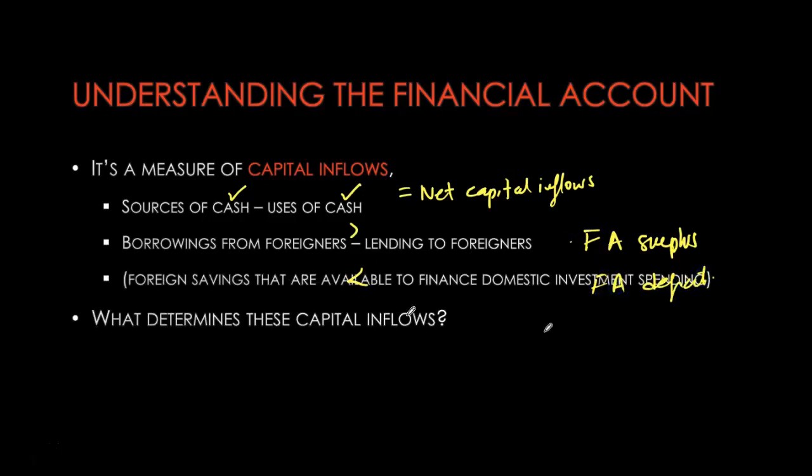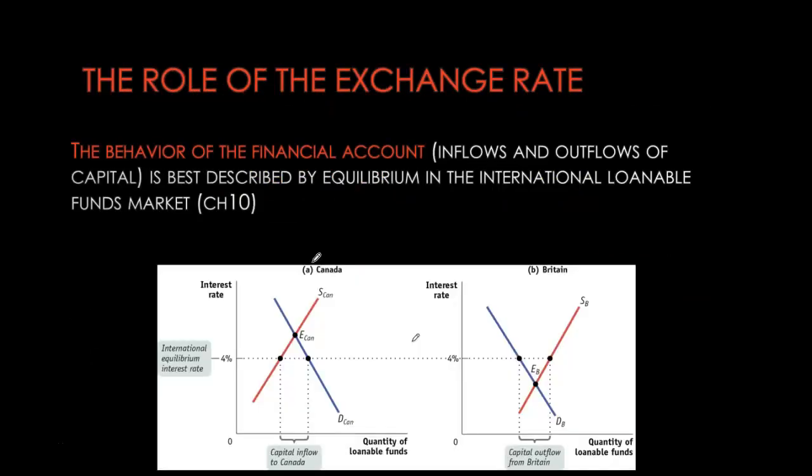Now, what determines these capital flows? We have already answered this question in chapter 10 when we looked at interest rates. With free flow of capital, the interest rates are the main determinant of capital flows. Wherever we have a higher domestic interest rate, that economy will end up becoming the net borrower because capital is attracted to the higher interest rate. Savers from abroad will rather put their savings in the economy with the higher interest rate.